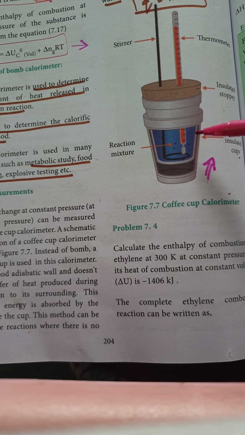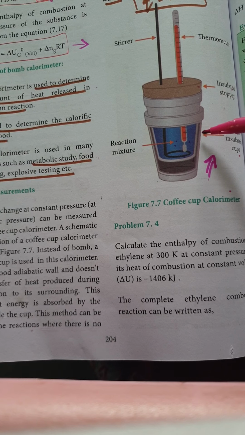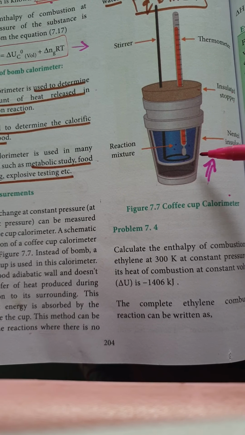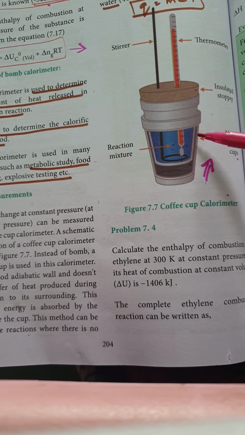In the physics lab, you will find a calorimeter which has been made up of copper. So this is how, using a calorimeter, you can find out the amount of heat which is released in a combustion reaction.